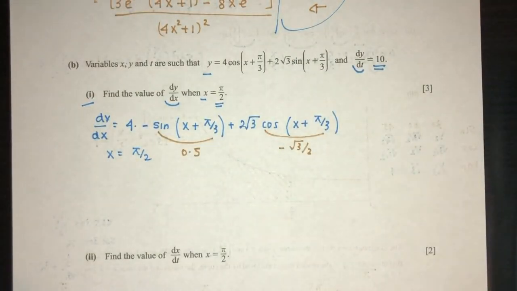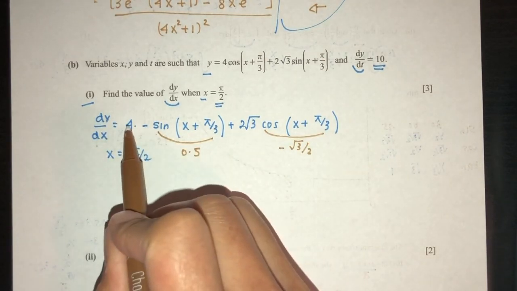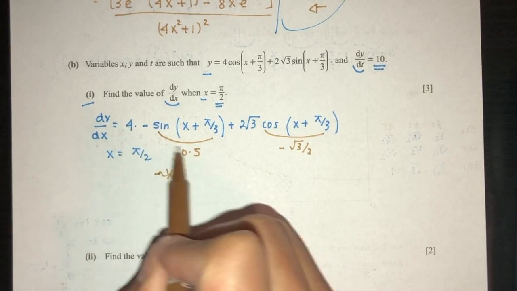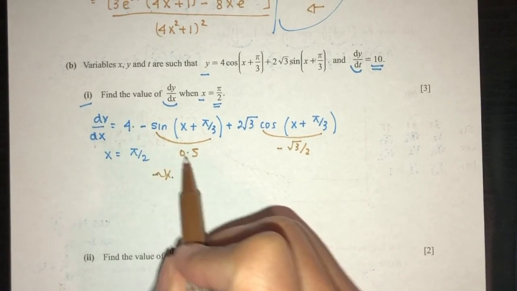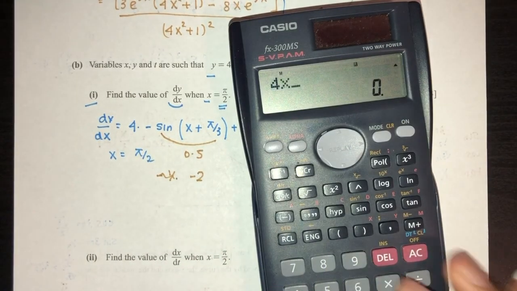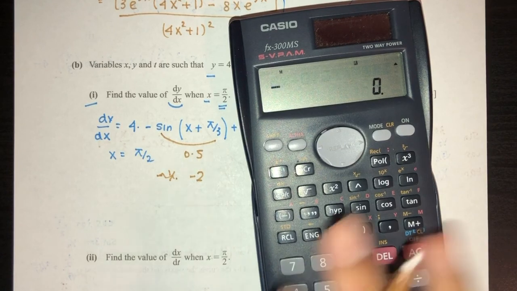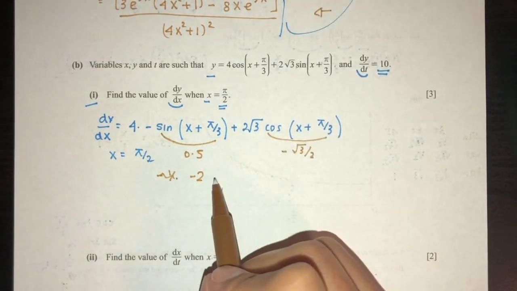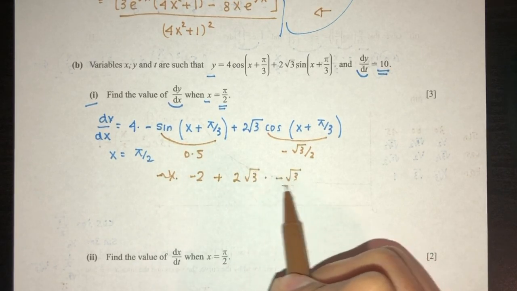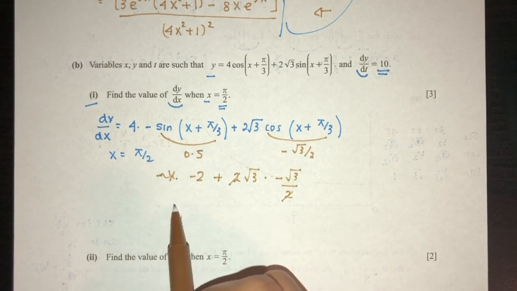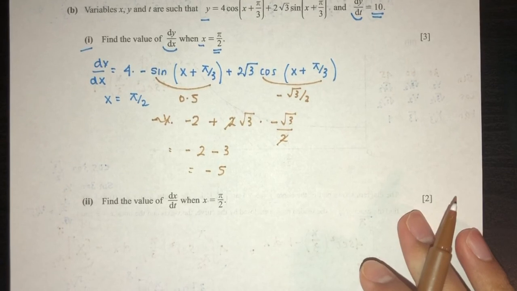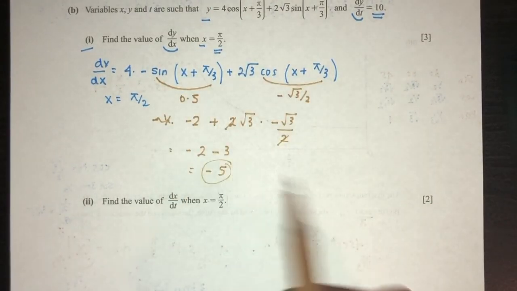Okay, so now we have to replace the values. So minus 4 times minus half. So minus 4 times half will be 2. Sorry, let's try again. 4 times minus 0.5 will be minus 2. Then we have plus 2 root 3 times minus root 3 over 2. Cancel, cancel. Minus 2 minus 3. That will be minus 5. So dy by dx at this value is equal to minus 5.